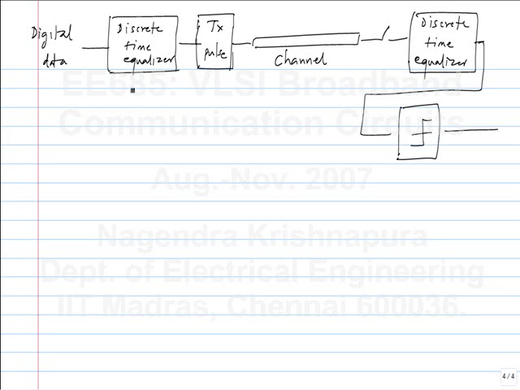So what are the arguments for using the equalizer here or here? Let's say I decide to use it in the transmitter. What are the implications? Or I use it in the receiver. What are the implications?